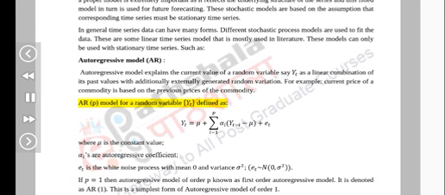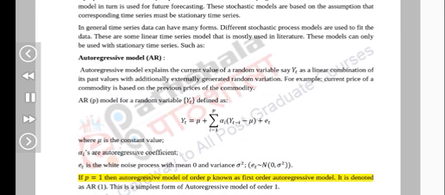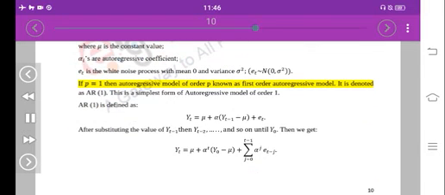The AR(p) model for a random variable yt is defined as yt equals mu plus the summation of alpha i times (yt minus i minus mu) plus et, for i equals 1 to p, where mu is the constant value, the alpha i's are autoregressive coefficients, and et is the white noise process with mean 0 and variance sigma squared, et tilde N(0, sigma squared). If p equals 1, then the autoregressive model of order p is known as the first order autoregressive model. It is denoted as AR(1).